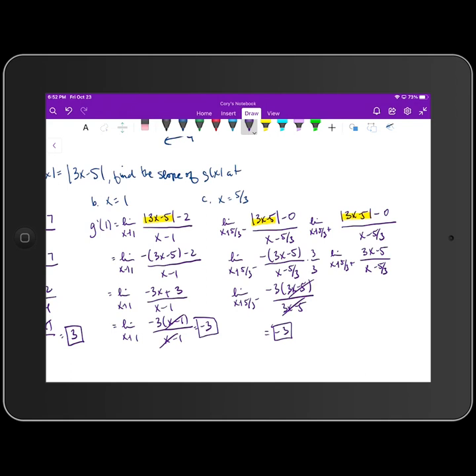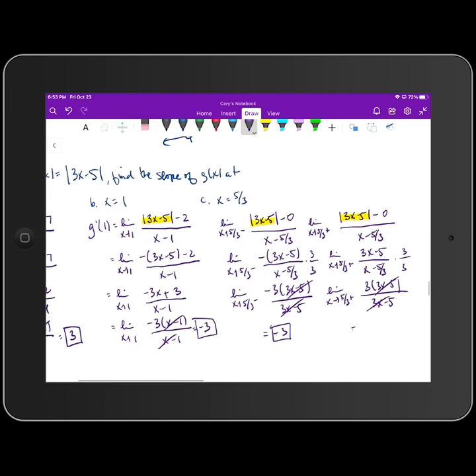Again, when I try using direct substitution, we get 0 over 0. So here I can multiply the top and bottom by 3. So we get the limit as x approaches 5/3 from the right-hand side of 3 times the quantity 3x minus 5 all over 3x minus 5. And we can cancel those factors. We get the slope on the right-hand side to be +3.